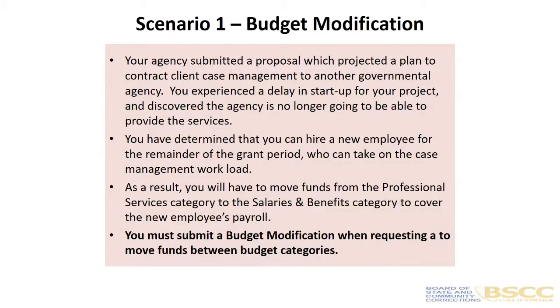So scenario number 1 for a budget modification. Your agency submitted a proposal which projected a plan to contract client case management to another governmental agency. You experienced a delay in startup for your project and discovered the agency is no longer going to be able to provide the services. You have determined that you can hire a new employee for the remainder of the grant period who can take on the case management workload. As a result, you will have to move funds from the professional services category to the salaries and benefits category to cover the new employee's payroll. So for this scenario, yes, you will have to submit a budget modification because you are moving funding from one line item to another, okay?